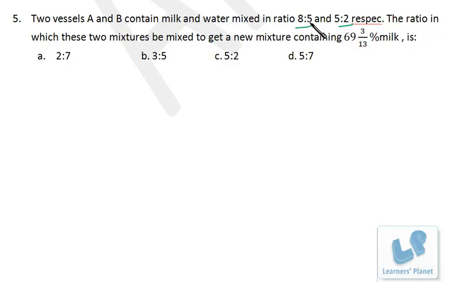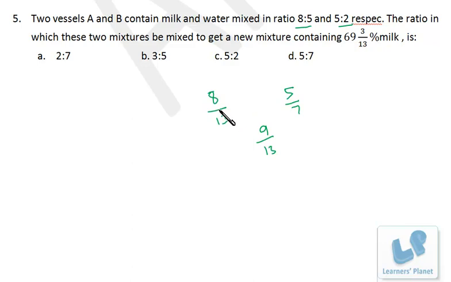So in all, 13 liter quantity is there, so that means out of 13, 8 liter is milk. So in vessel A, 8 by 13 is milk. In the second, take the portion of milk, that is 5 out of 7. And you want the mixture to contain milk in 69 3 by 13%. Now here it is a ratio and here it is a percentage. We need to convert this percentage into a ratio. So 69 into 13, that is 910 minus 13, so that's 897 plus 3, 900 by 13, that's 9 by 13, right?